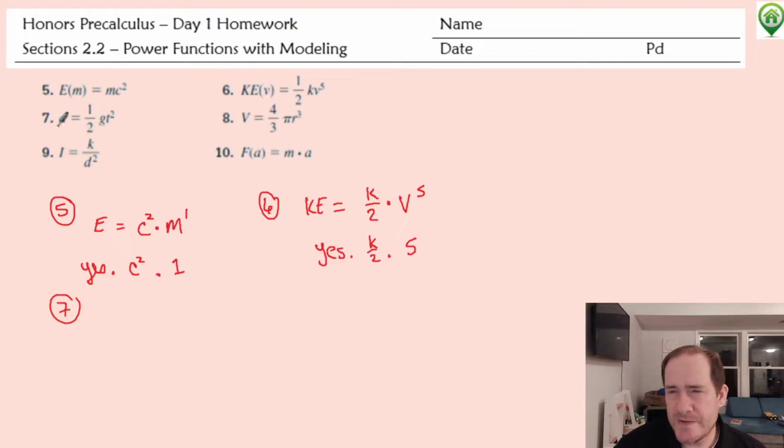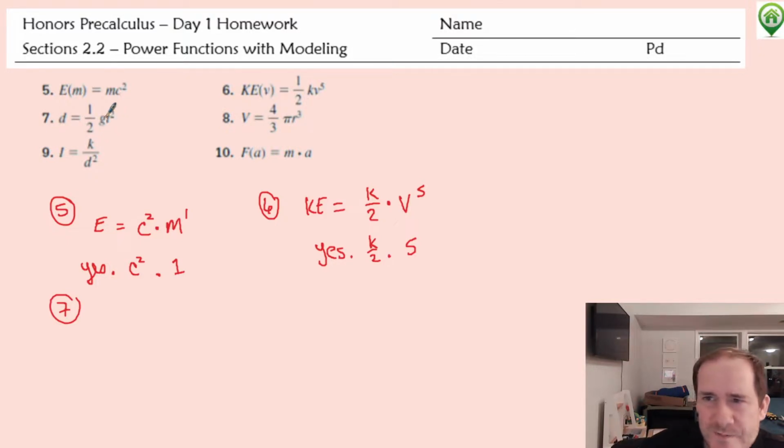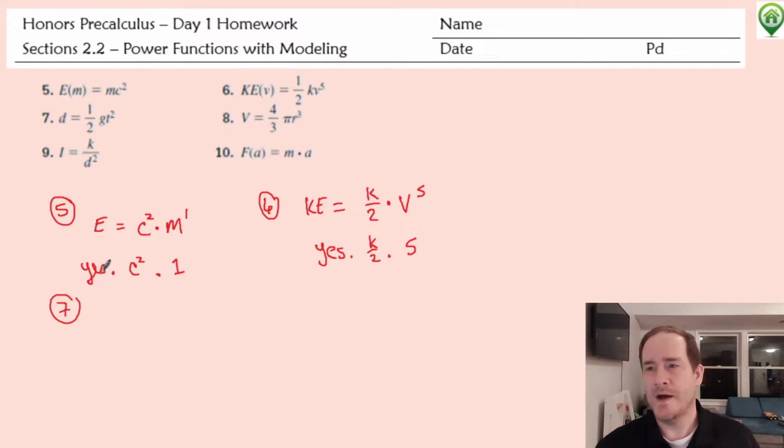Again, looking at this, I don't know what these variables are. G is gravity, T is probably time. Is D distance? Can't be. I don't know, man. But whatever. D is our variable. 1/2 G would again be our coefficient.